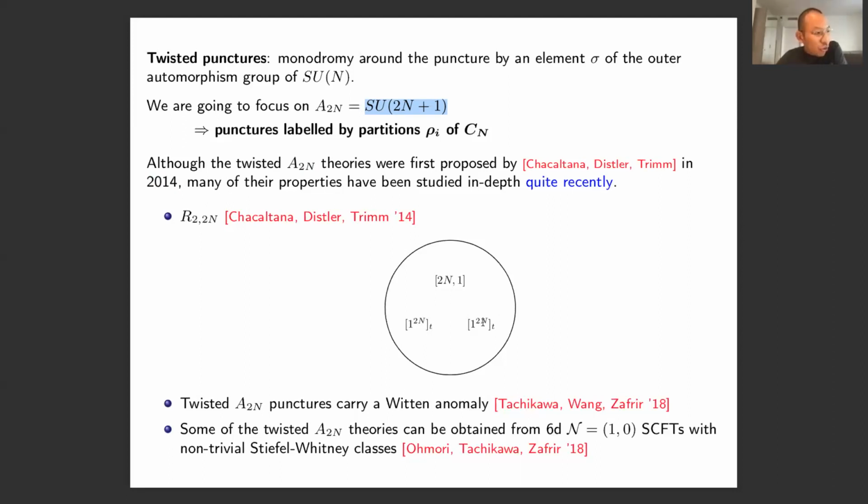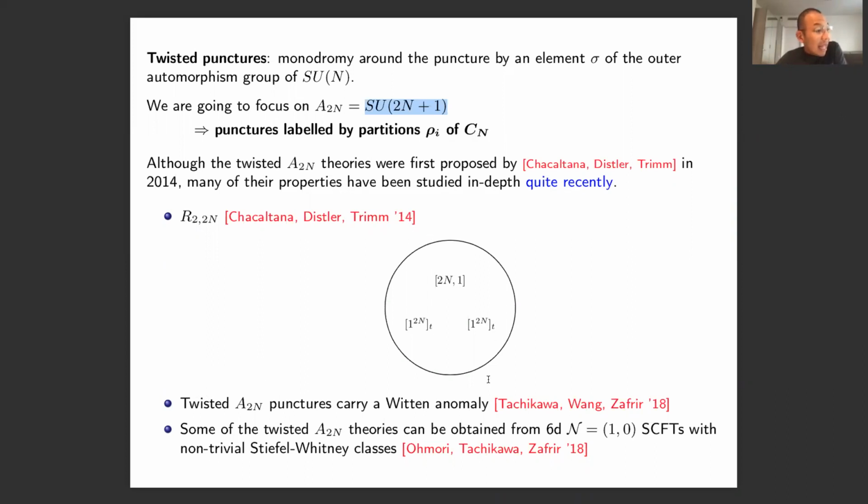But then the other two, you do this type of outer automorphism twist, then you go from a partition of 2n plus 1 to a partition of 2n, okay? So these two are called the twisted puncture, and we denote by T, just to label twist, okay? And this is probably one of the only ones that we know since 2014.